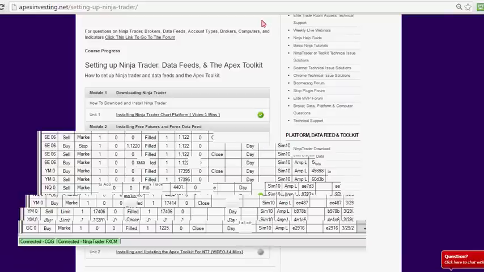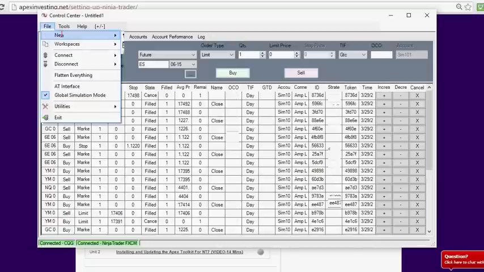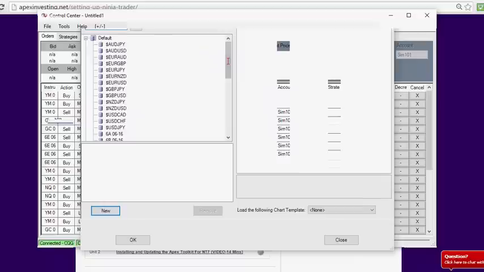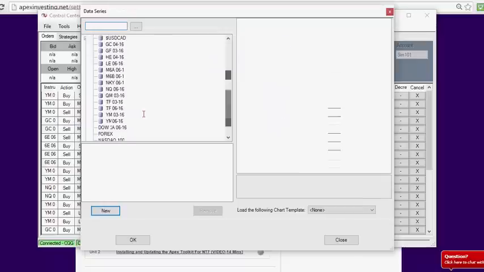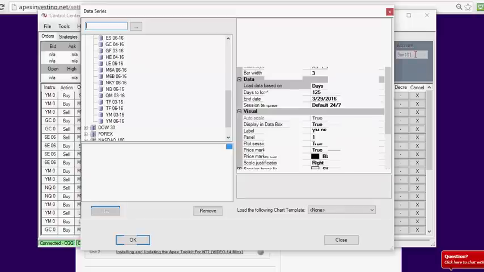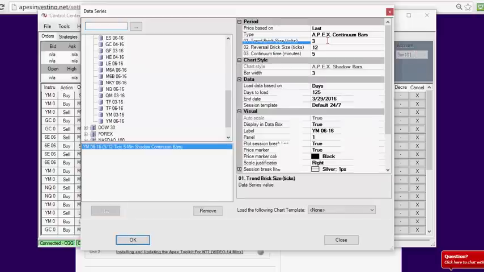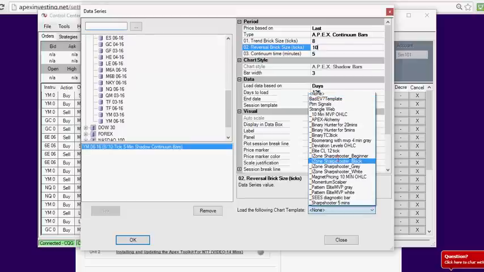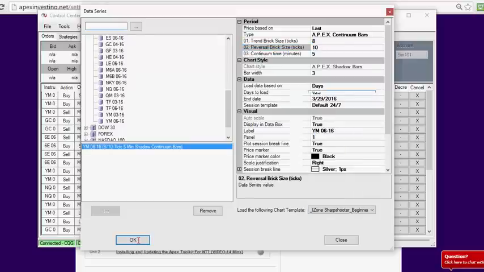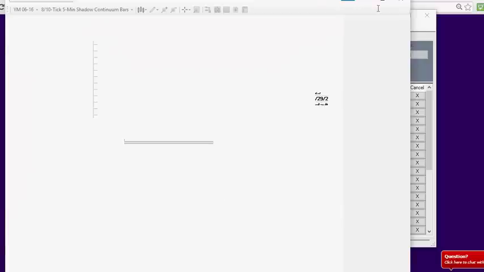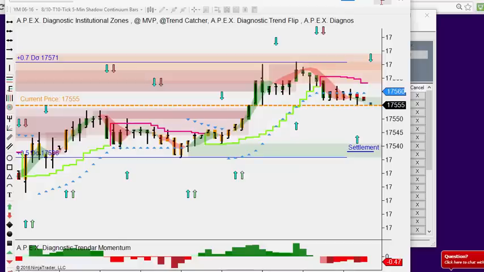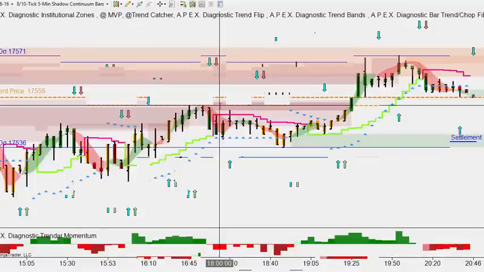if you have NinjaTrader and you want to open a chart, all you have to do is say file, new chart, and I want the Dow. We're using continuum bars. You select 8, 10, 5-minute bars, or whatever size of bars you want. Right here, load the following chart template. You click iZone Sharpshooter Beginner Template, hit OK, and everything is on the template for you already. You don't have to add iZones, and you don't have to add 3 or 4 different indicators. Boom, there it is. Done. You've got your chart.